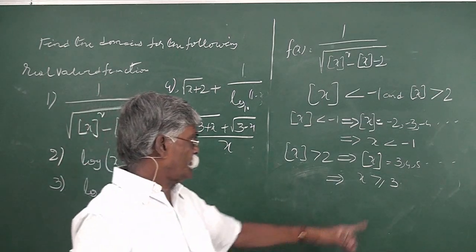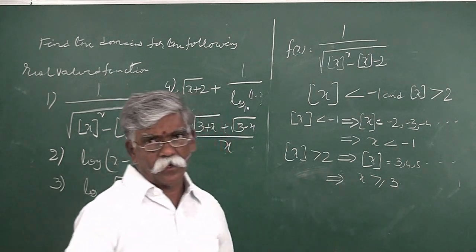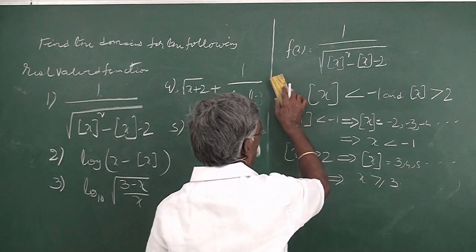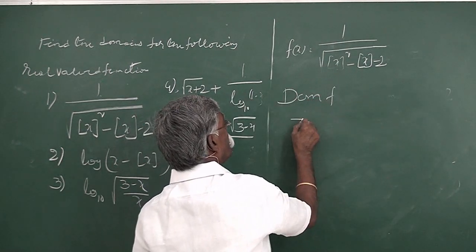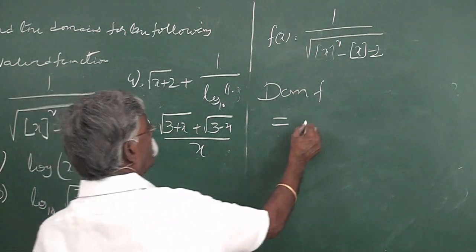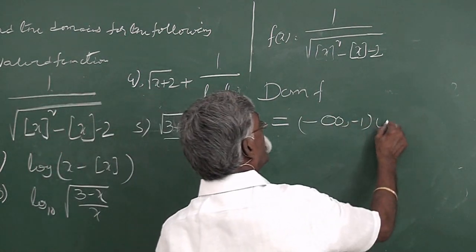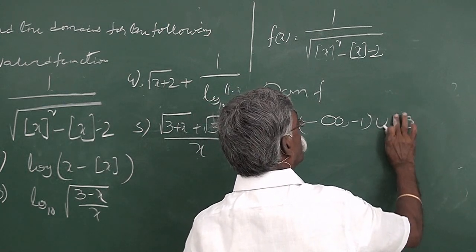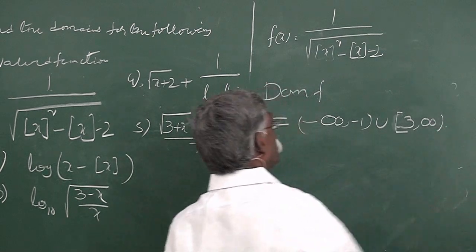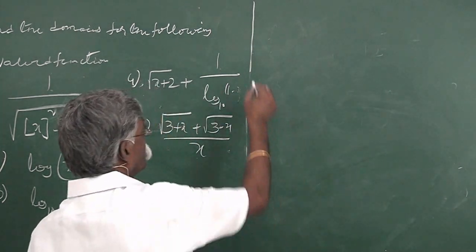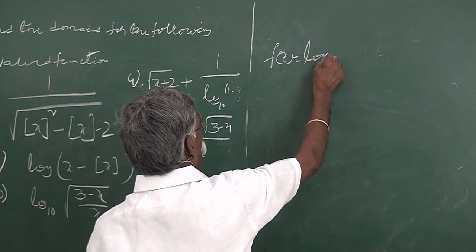So here x should be less than -1, here x should be greater than or equal to 3. Therefore, finally, domain of f is equal to -infinity to -1, union 3 to infinity.